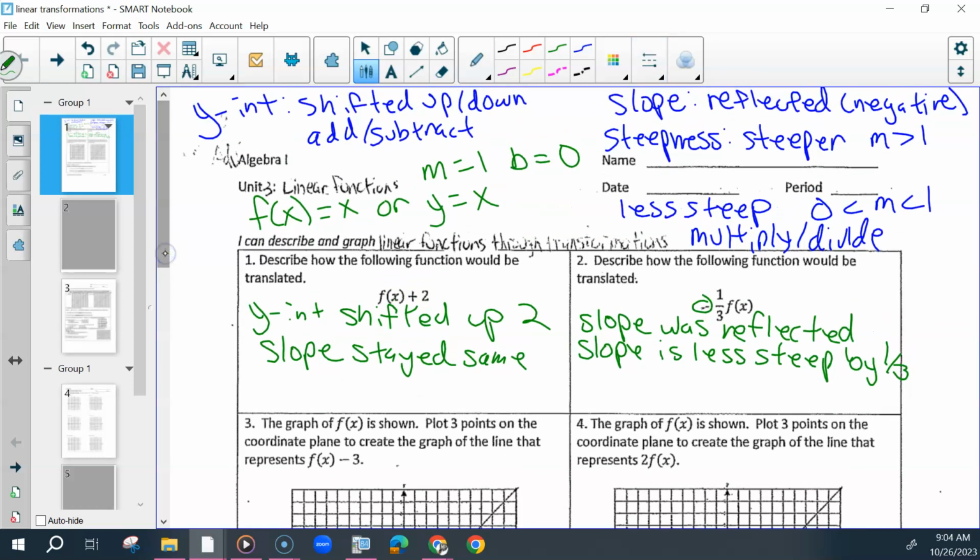Now, what about the y-intercept? Did anything change with that? Do we see anything that added or subtracted? No. So the y-intercept stayed the same. Do we have any questions so far?